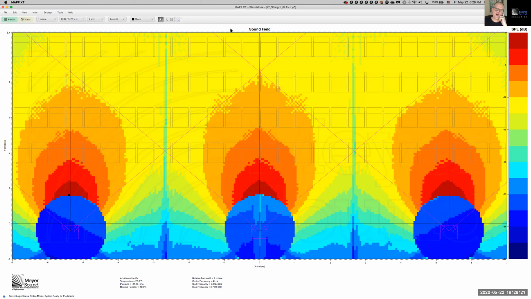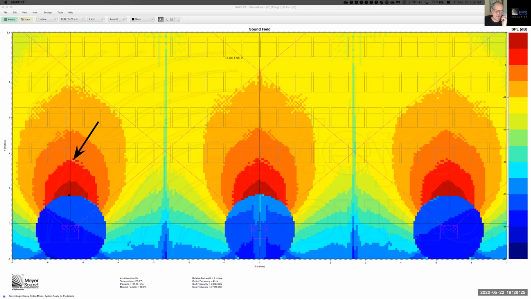I'm going to start drawing on top of this, and I'm going to start with this color transition, that is to say, where we see the change from red to orange. And I'm going to christen that 0 dB, because we can. So I'm going to call this once more 0 dB relative.